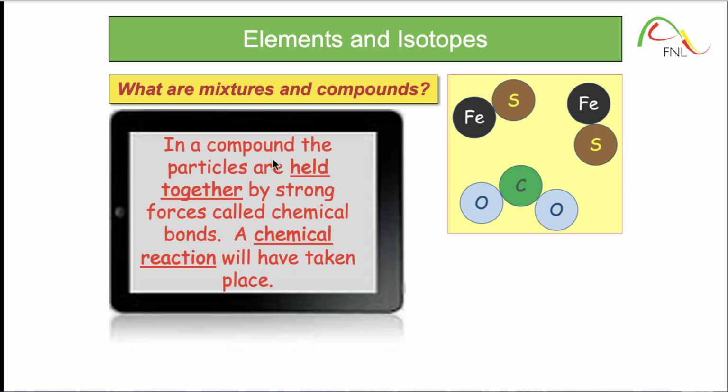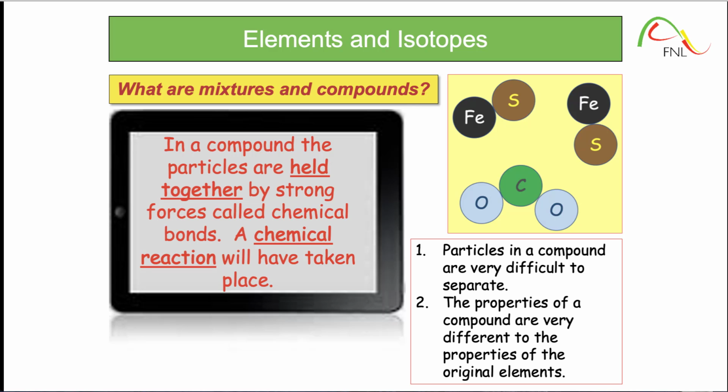In a compound, the particles are held together by strong forces called chemical bonds, and in this case a chemical reaction will have taken place. We've now got iron sulfide, and there's iron sulfide. Here's carbon dioxide. In terms of properties, particles in a compound are very difficult to separate. The properties of a compound are very different to the properties of the original elements. So here, iron sulfide is no longer magnetic. You can't separate the two using a magnet.